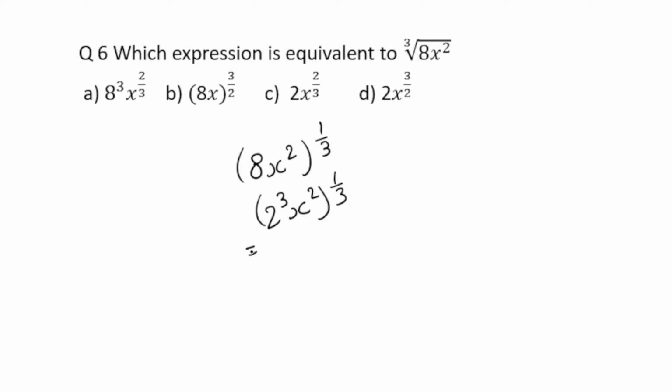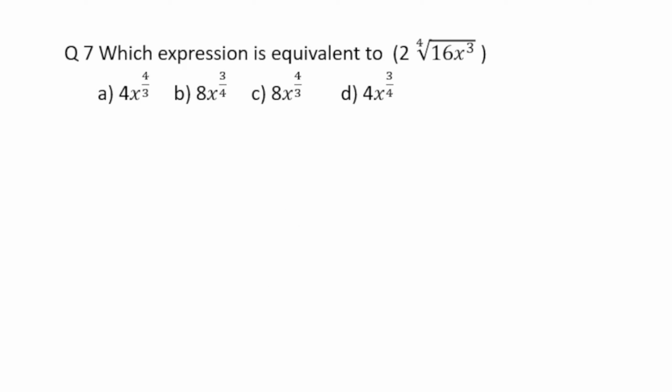Now we have to use the power of exponent property. That means powers are multiplied. 2 to the power 3rd multiplied by 1 over 3rd, x to the power 2nd multiplied by 1 over 3rd. This 3 cancels. 2x to the power 2 multiplied by 1 over 3, that is 2 over 3. The answer is C, 2x to the power 2 over 3.